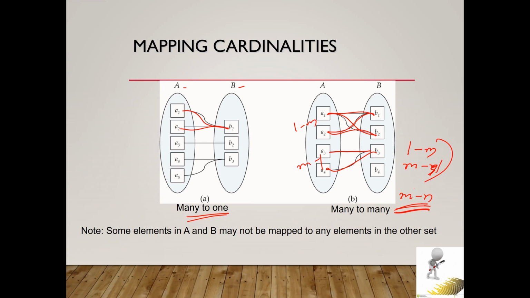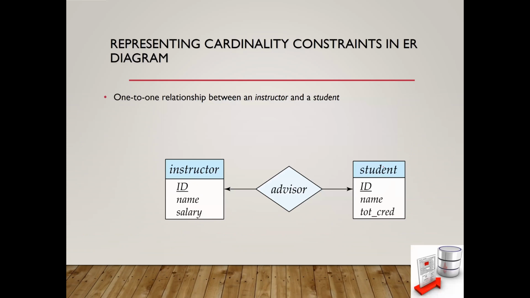Now let's see how you denote it in your ER diagram. Just have in mind this much. Wherever you have 1, you will be representing it with an arrow. Whenever it is an M or an N, it's a simple line. So whenever you have a 1, you will have this arrow.